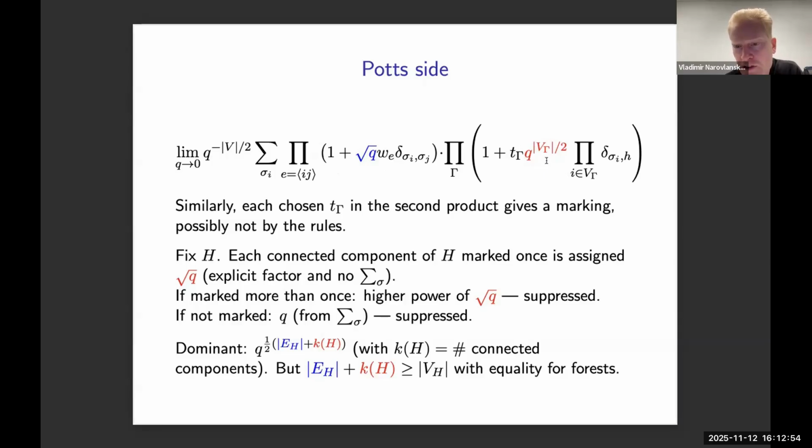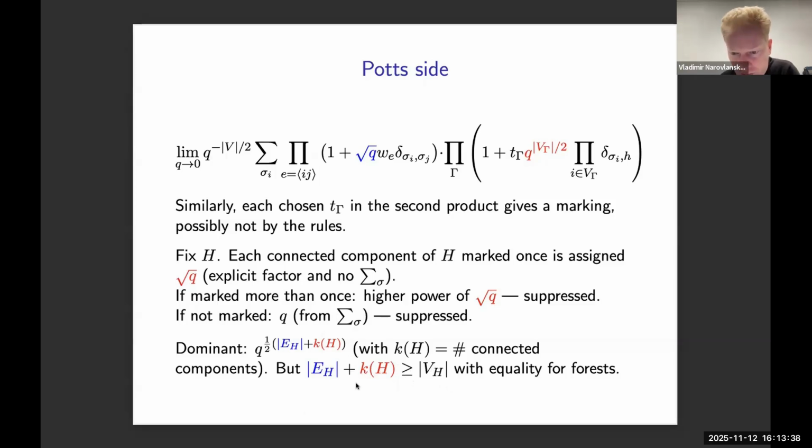And we also get a factor of square root of q for every dot. But the number of dots is exactly the same as the number of connected components, right? We said that there is exactly one dot in every connected component. So we get a factor of square root of q to the power of the number of connected components k of H. Now for any subgraph H, the number of edges plus the number of connected components is at least the number of vertices, right? For forests, it's clearly the same. For every tree, 1 plus the number of edges is just the number of vertices. But if you have loops, you can have greater. The left-hand side can become bigger.